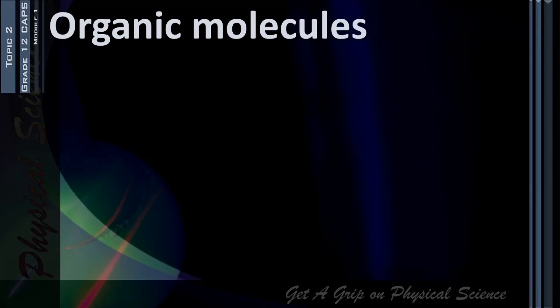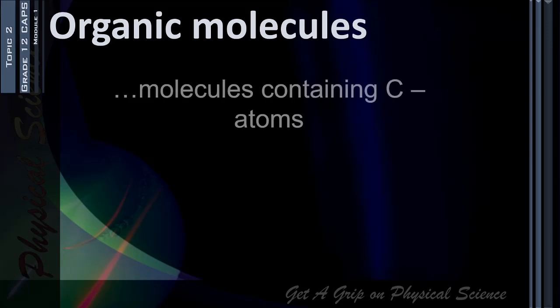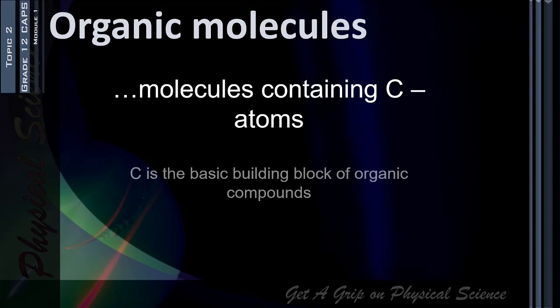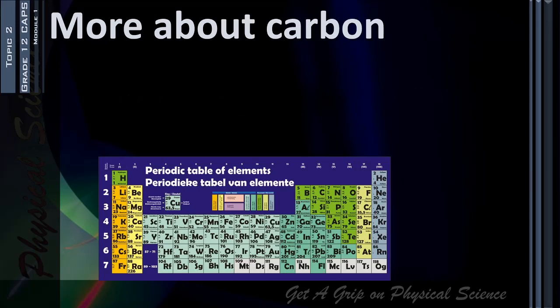So let's start with the first definition. Organic molecules are molecules that contain carbon atoms. We consider carbon as the basic building block of all organic compounds. But what makes carbon so special?